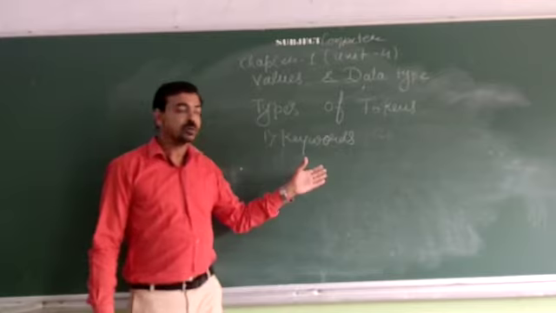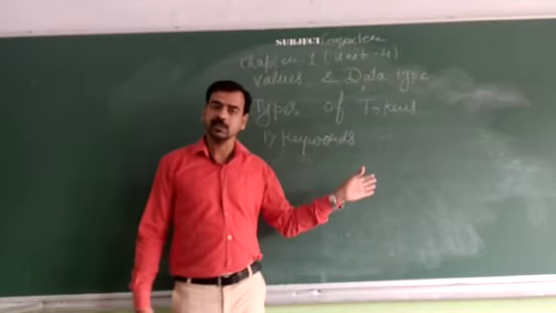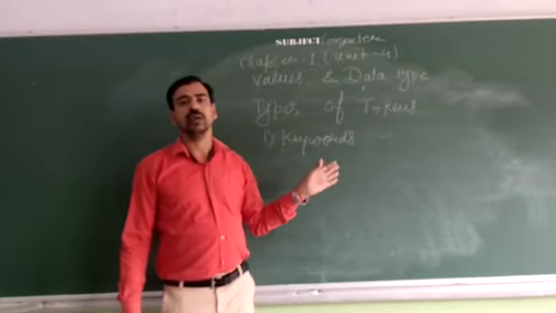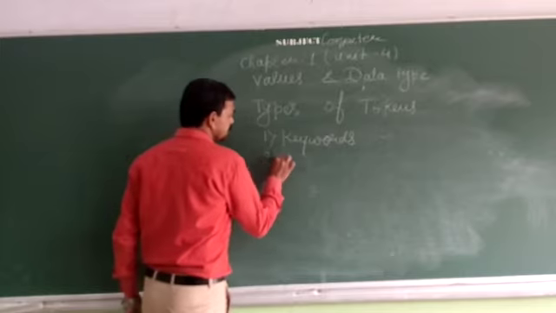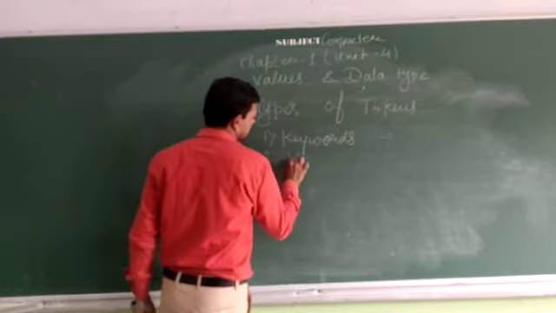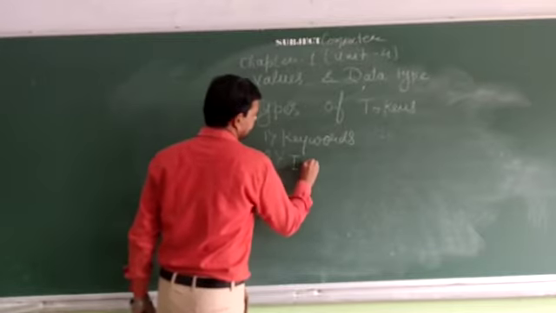Is that clear? So the words which have a reserved meaning and a fixed purpose are known as the keywords. Now, the second token, that is the identifiers.